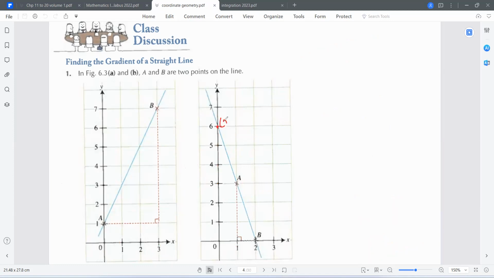Look, okay, this is your x1, y1, 0, 6, and this is, for example, 1 and 3. Now this is your x1, this is your y1, this is your x2, this is your y2. So we have y2 minus y1, 3 minus 6, over x2 minus x1, 1 minus 0. Look, the answer is still minus 3.